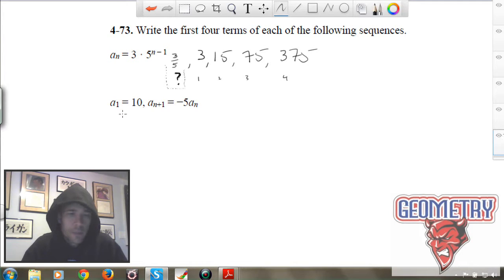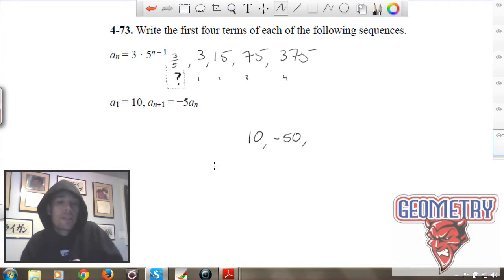Okay, same thing for this one. Let's see, we have the first term. Okay, so they're giving us the first term, that's 10, that was nice of them. And they're saying each subsequent term is negative 5 times the previous one. So the first term is 10. The second term is going to be negative 5 times the first, or previous. So negative 5 times 10 is negative 50.